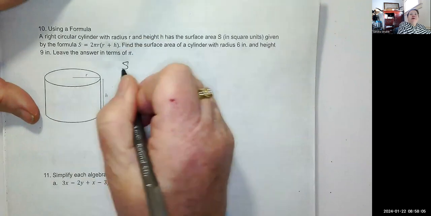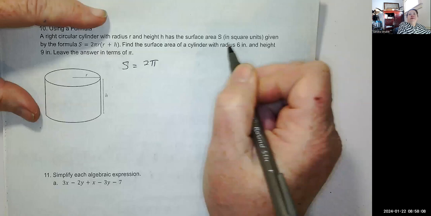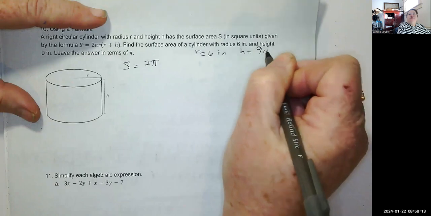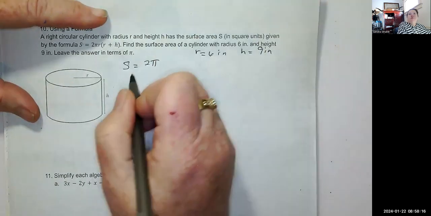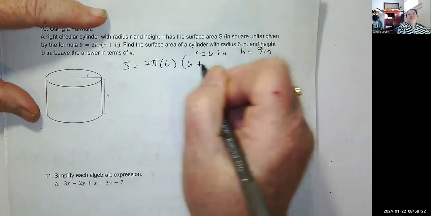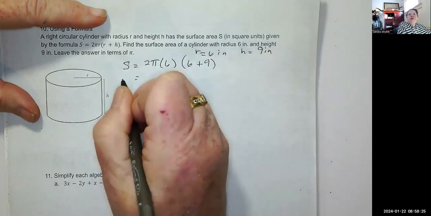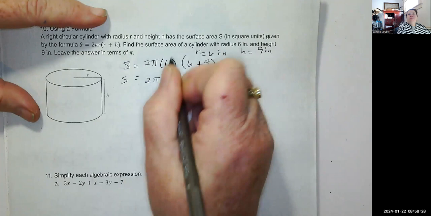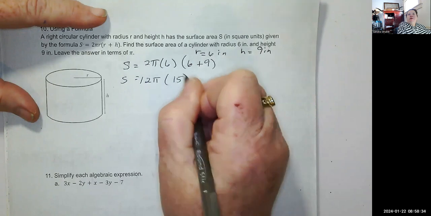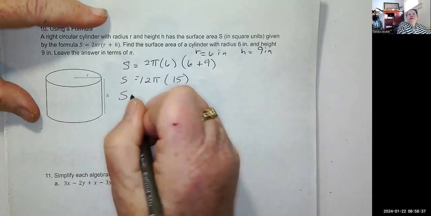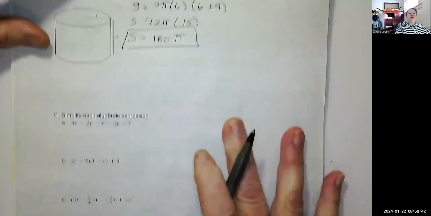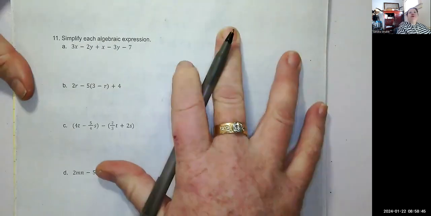So we're going to take the surface area, 2 pi, we have a radius of 6. So r is 6 inches, height is 9 inches. I just like to have this here so that I don't have to keep referring back to the problem. So 2 pi 6 times 6 plus 9. The surface area is 2 pi, well, I should multiply these. It should be 12 times, parentheses, it's 15. 15 times 12 is 180 pi. There you go.